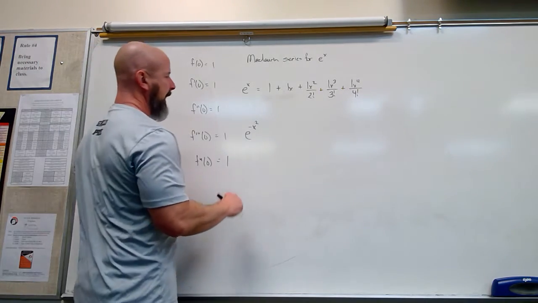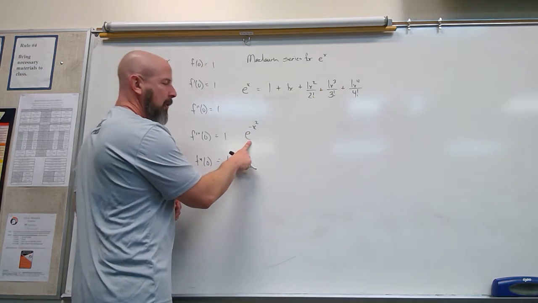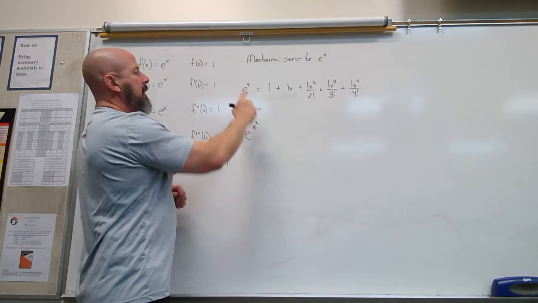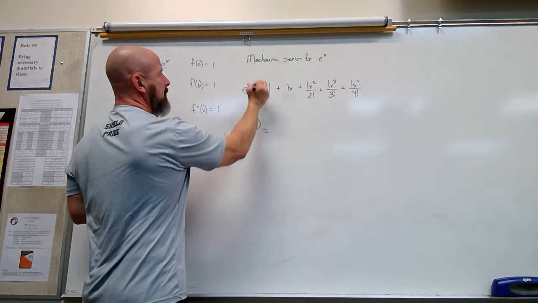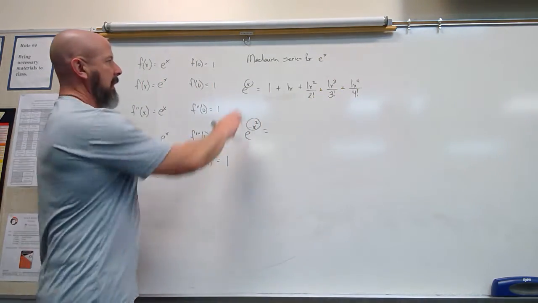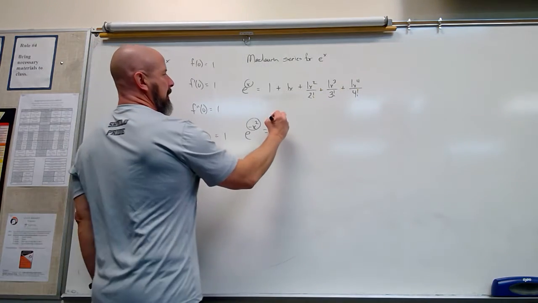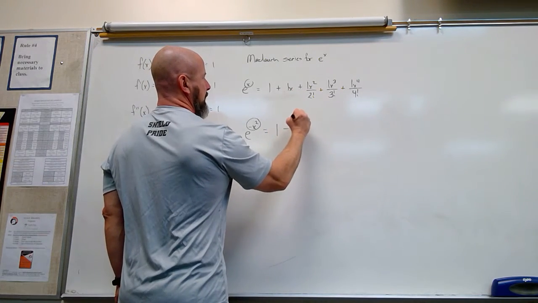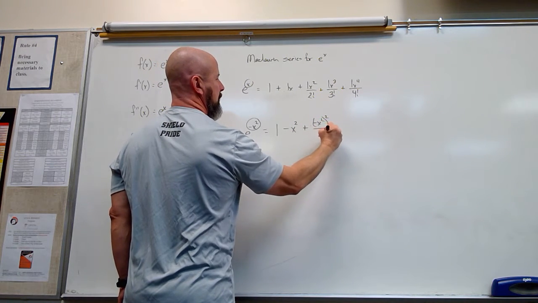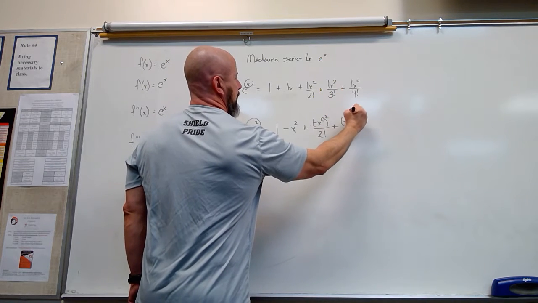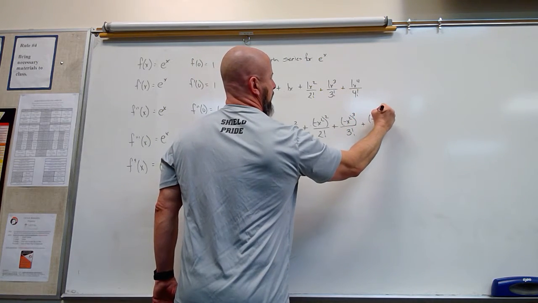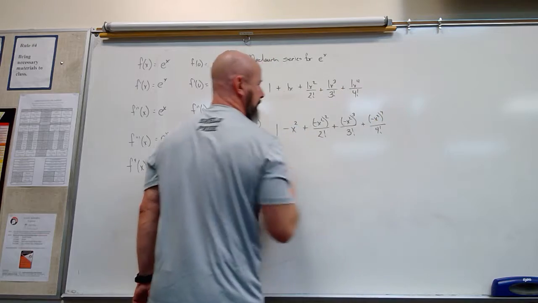So if you're asked to do something like this, don't go back, do the basic one, find whatever this is. Then you can actually take negative x squared and substitute it for every x value, and you'll have your Maclaurin polynomial. So a lot less work doing the base one. So I would have 1 minus x squared plus negative x squared over 2 factorial plus negative x squared cubed over 3 factorial plus negative x squared to the 4th over 4 factorial.